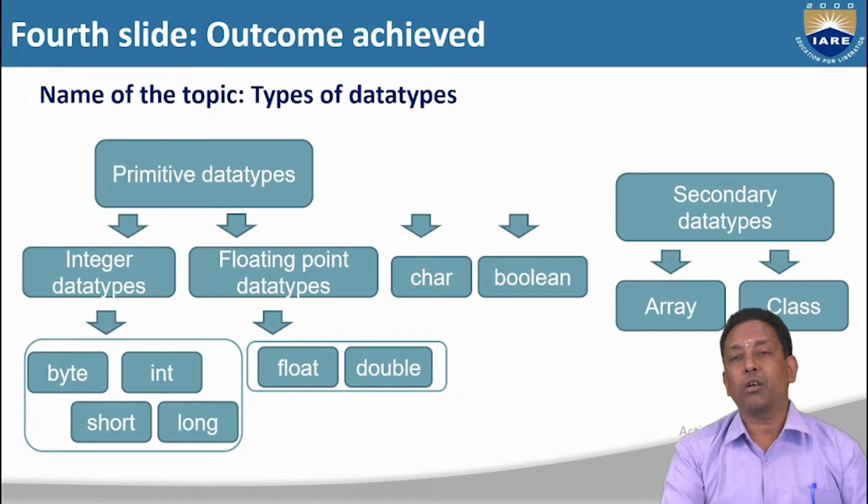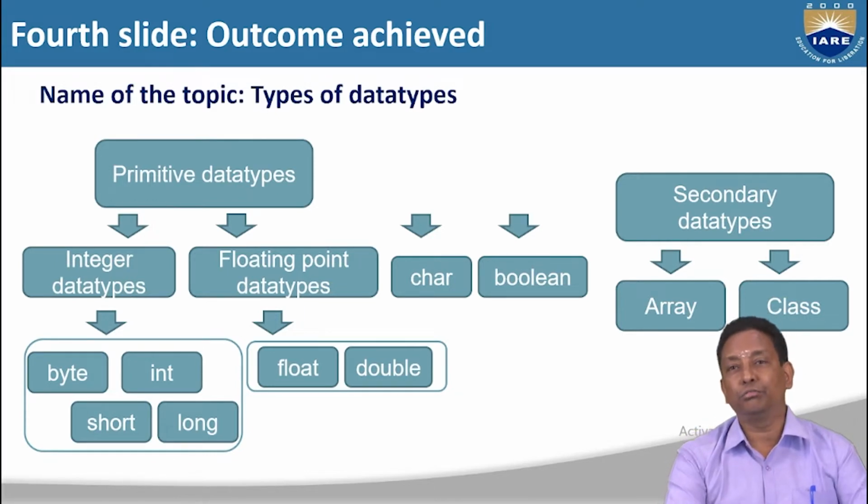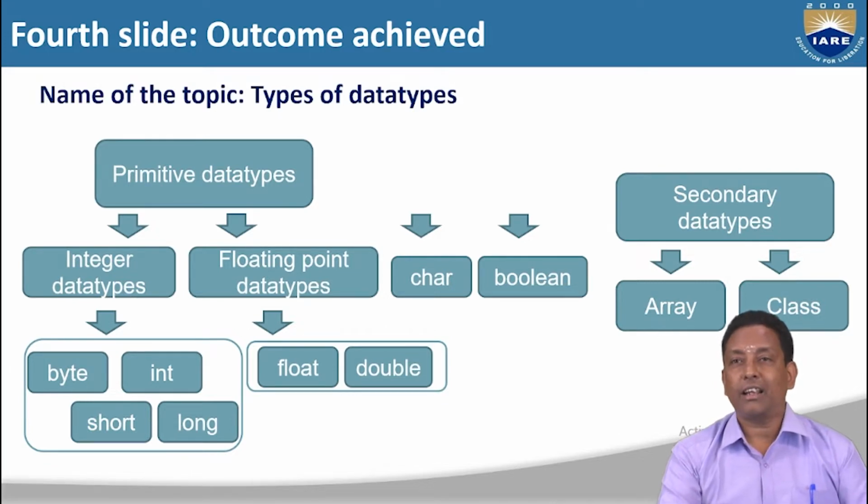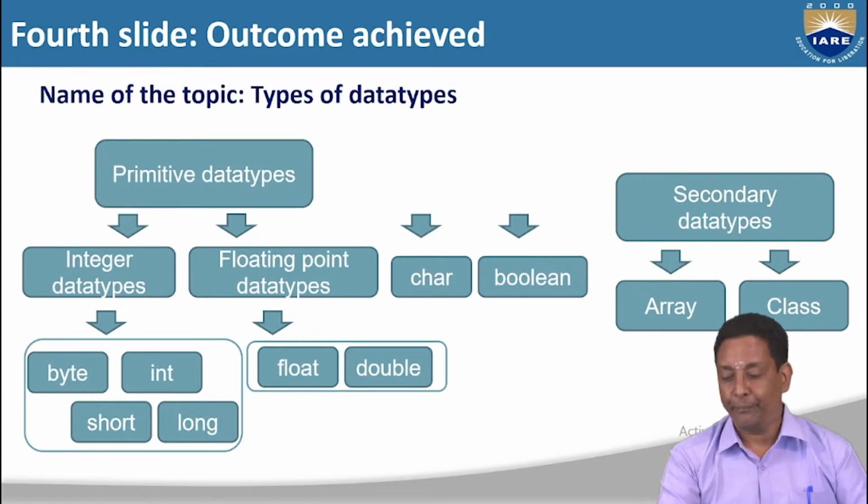And coming to the floating point data types, float and double are the two data types in floating point data types. And coming to the miscellaneous data types, they are char and boolean. They are not integer data types or floating point data types. They are character and boolean data types, in which we store characters. In the boolean data type, we store true or false.